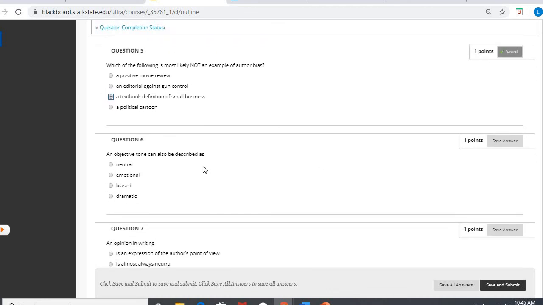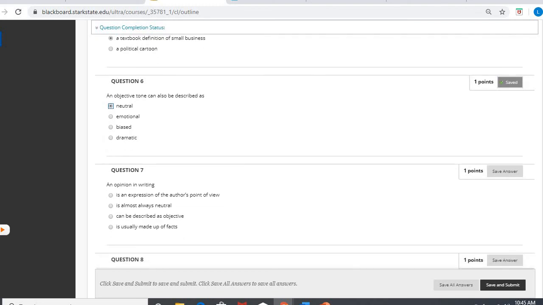Question 6, an objective tone can also be described as, if you've ever heard of someone being objective, you think about like a referee, teachers, like people who are not supposed to have bias. That means that they are neutral. They have no opinion. That's also what is known as when we say objective. No opinion, straightforward or neutral.